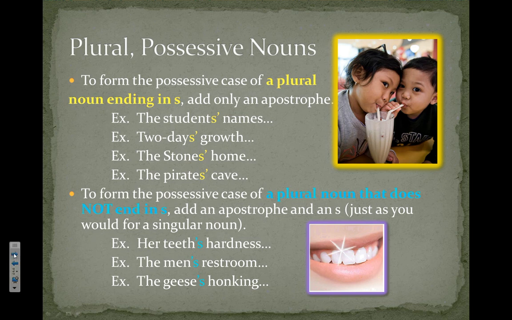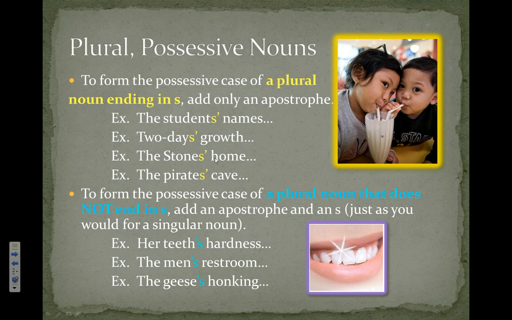Now we've talked about singular possessive nouns. Let's talk about what to do when you're starting with a noun that is already plural. It's death by S's. So we have to know what to do, how many to add, and where to put our apostrophes. To form the possessive case of a plural noun ending in S, you will add only an apostrophe. The students' names, the stones' home, the pirates' cave. Each one of these is plural, not singular. For example, 2 days, there's more than one day. I already have the S to show that it's plural. To make that plural noun possessive, I just add an apostrophe.